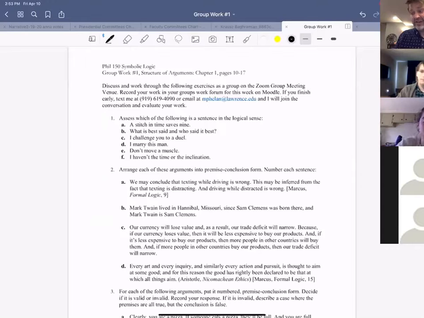Next example, I challenge you to a duel. Did you guys run into some trouble with this one or with the next one? We definitely talked about this one and the next one a lot more than the others.